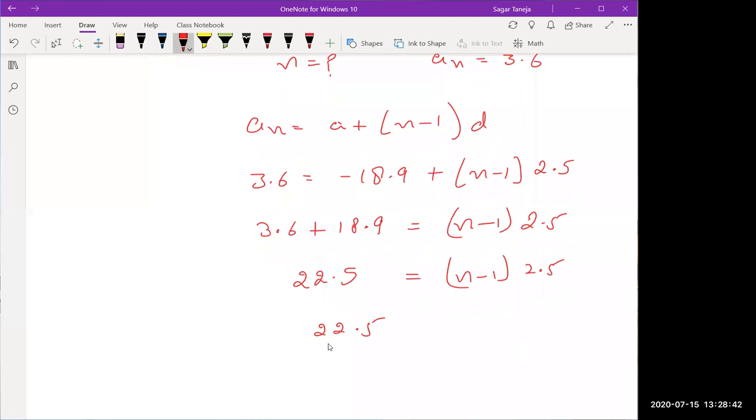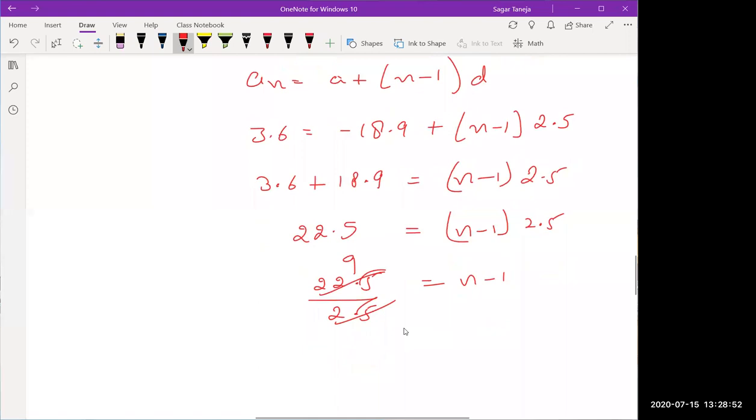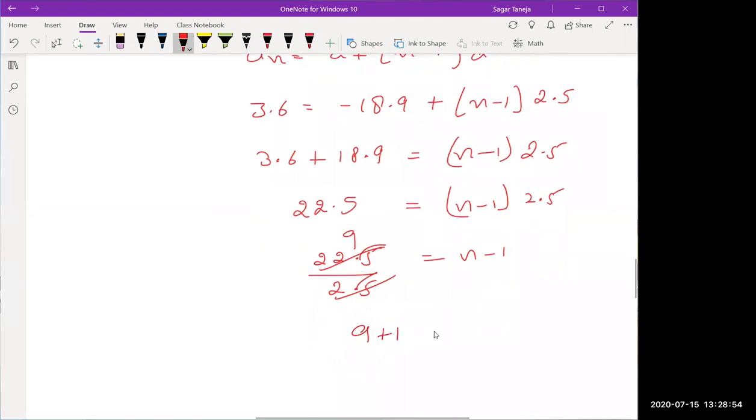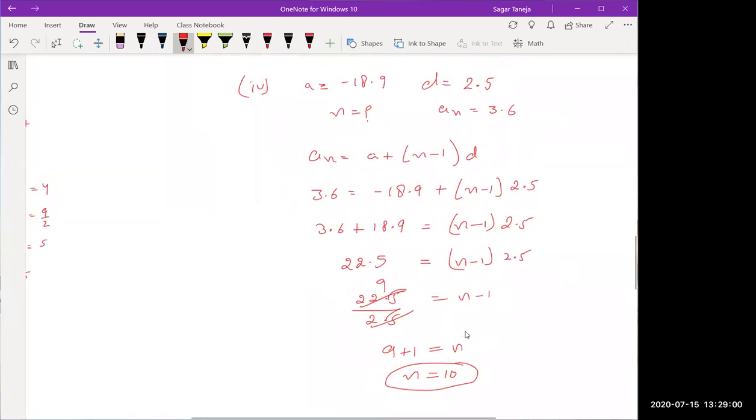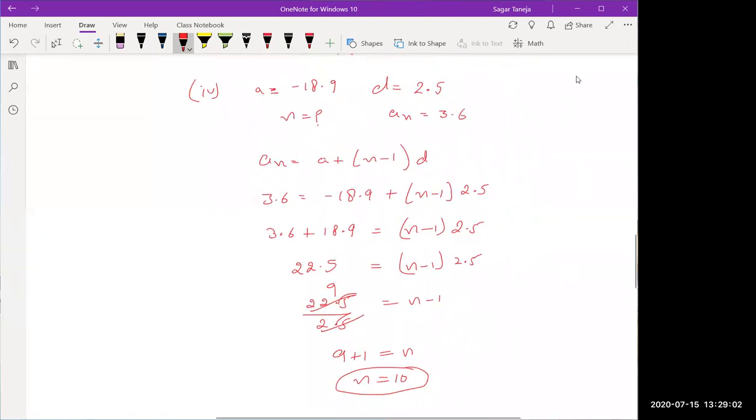Yes, Lakshya has written 12. Thakur Das has written the answer 10. So I guess Thakur Das is right this time. So this will be 9, so n minus 1 is 9, and 9 plus 1 is equal to 10. Note it down.